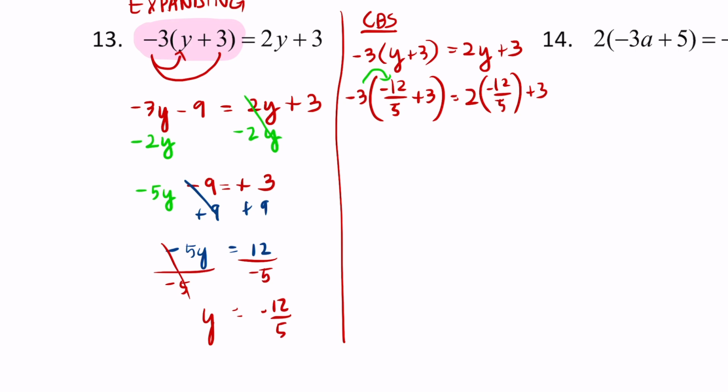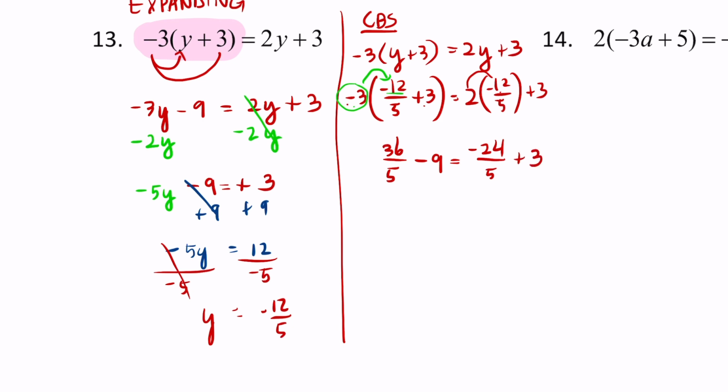Now, when you are multiplying fractions, you multiply the whole number by the numerator. So this becomes negative 3 times negative 12, which gives you positive 36 over 5. Negative 3 times positive 3 is negative 9. And this one becomes 2 times negative 12. That's negative. Positive times negative is negative. So that's negative 24 over 5 plus 3.